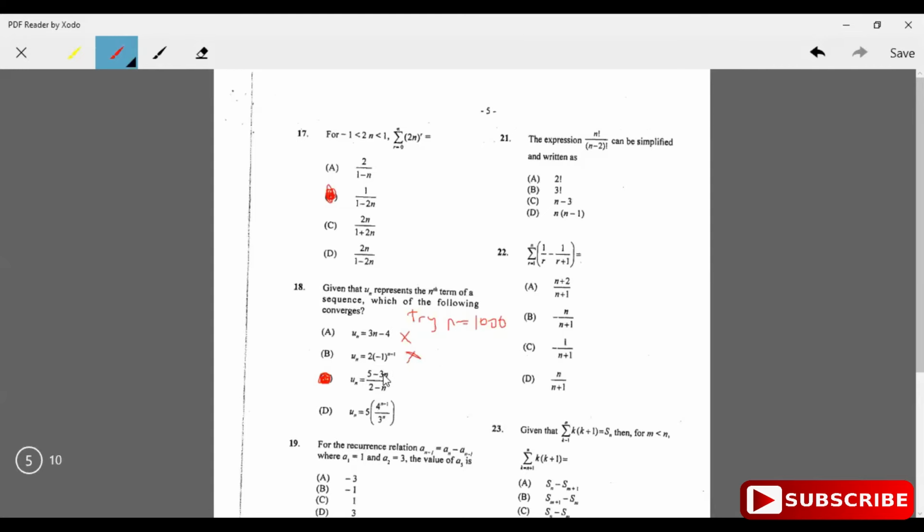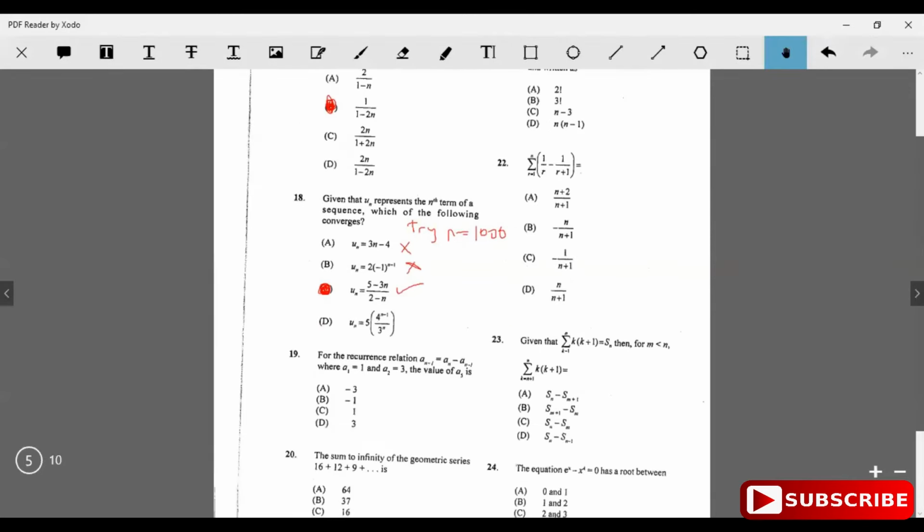Put in a large value like 1,000 right here, you're going to get a very small fraction. So it is C. As you get bigger and bigger for n, this one is going to 0. So it's C.